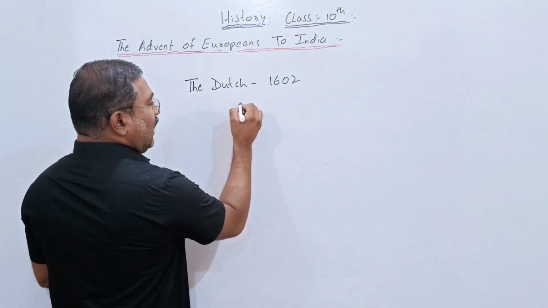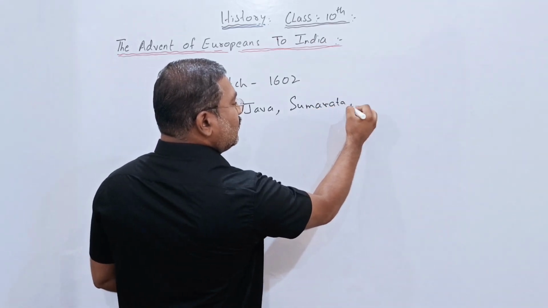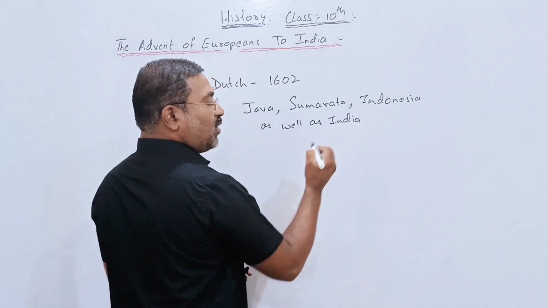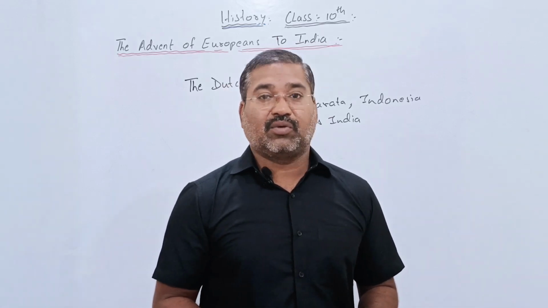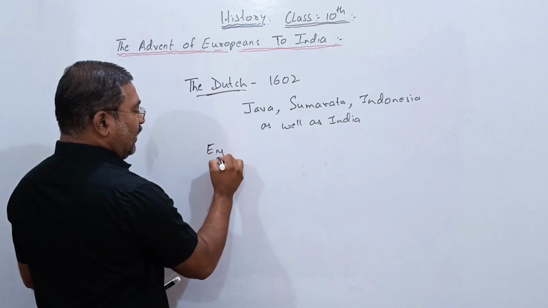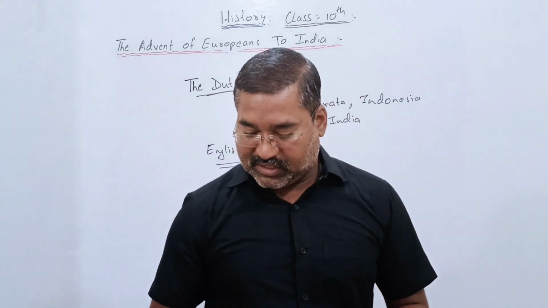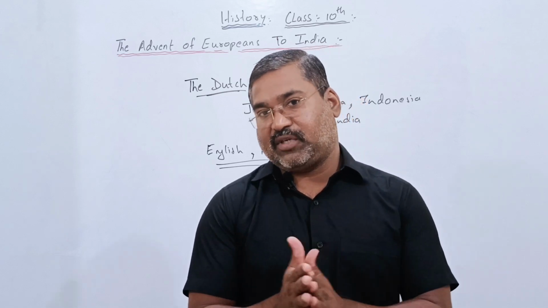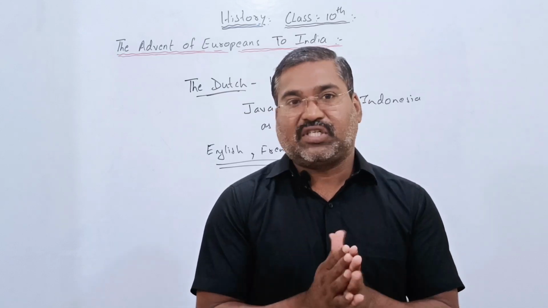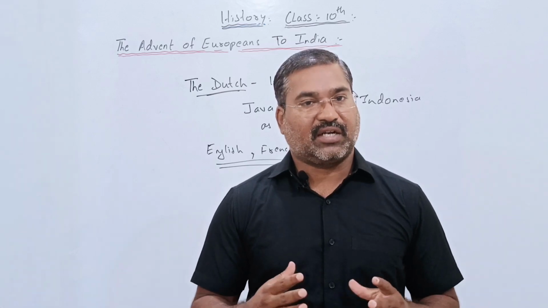In 1602, as they came over here, we found them at places like Java, Sumatra, Indonesia, as well as India. But they could not stand or expand their empire due to their two competitors, the English as well as the French. But till that time they were able to establish a number of trading centers in different areas, with factories at Surat, Machilipatnam, Nagapattinam, and a few more places. But as I said, they could not stand in front of the English and French, and they had to lose their supremacy in India.